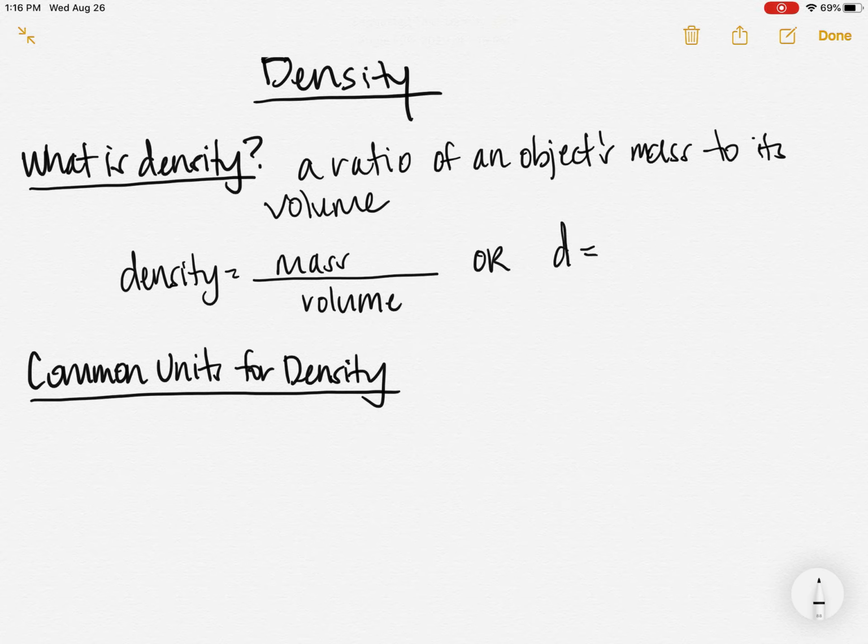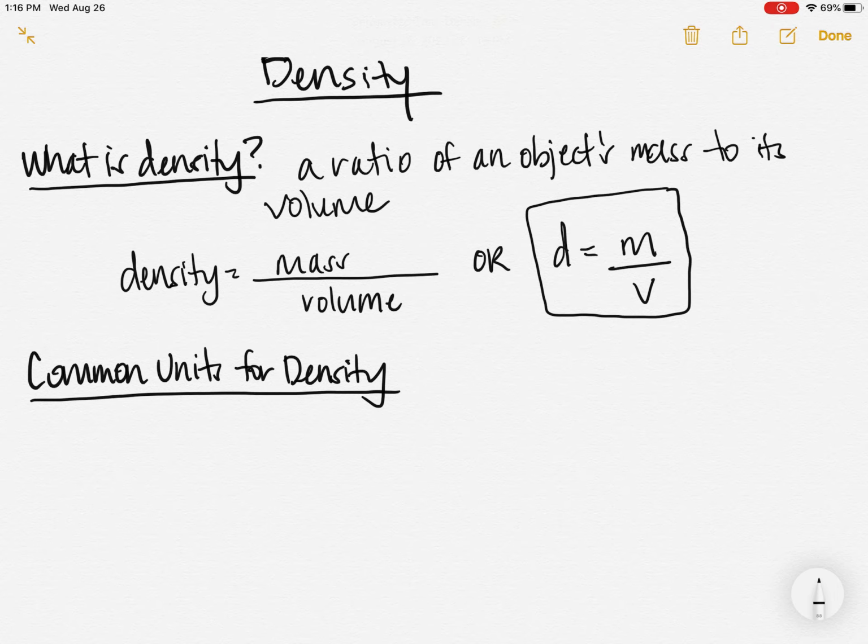Or D for density equals M for mass divided by V for volume. And of course, we are more used to seeing it written like that than in word form. So this is our density formula. So if I know the mass of an object and the volume of an object, we can calculate density.